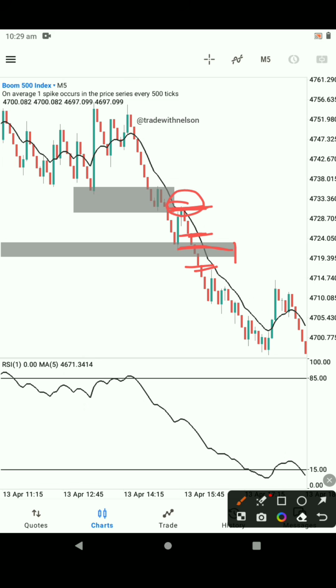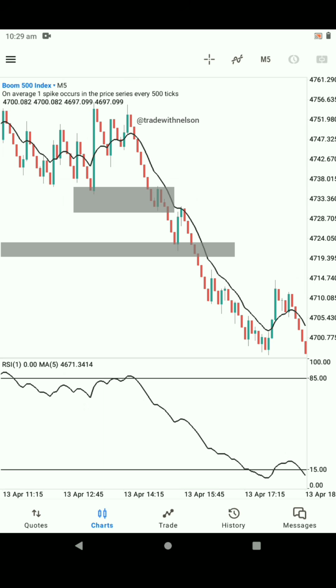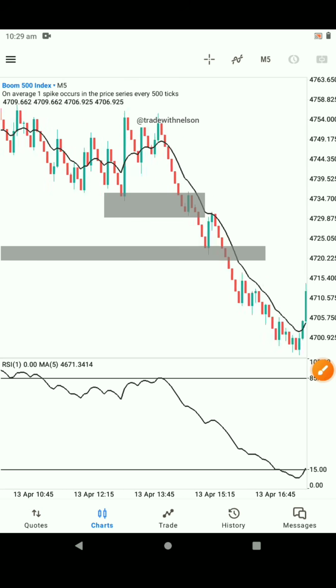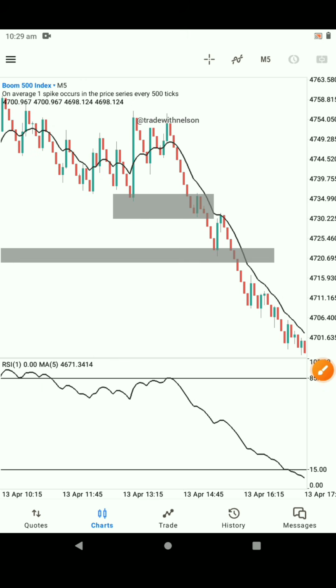Once you have an entry, you count 3 to 5 candles. 1, 2, 3. You have a spike, 4, 5, another spike. Then you close your trade. You can see if you target 3 candles, you will take your profit at this point before you have this spike to the upside. Let me show you more examples so that you will understand better.